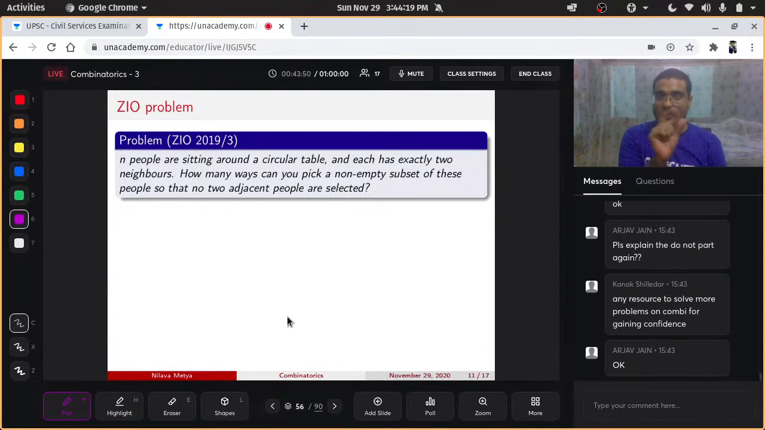Okay, two side-by-side people cannot be taken, and you want a non-empty subset. Here, non-empty is important. In the previous one we allowed empty. Here we do not allow empty.